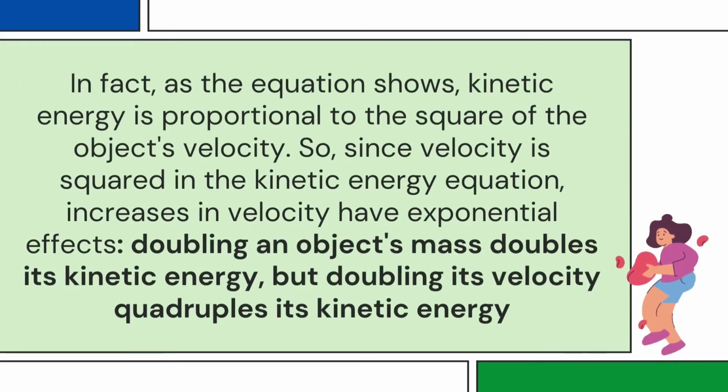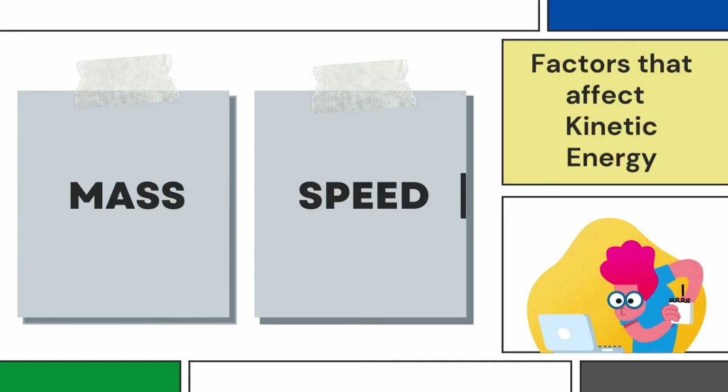In fact, as the equation shows, kinetic energy is proportional to the square of the object's velocity. So since velocity is squared in the kinetic energy equation, increases in velocity have exponential effects. So doubling an object's mass doubles its kinetic energy, but doubling its velocity quadruples its kinetic energy. So the motion of an object, or the kinetic energy it possesses, is determined by how fast it's traveling and how much mass it has.